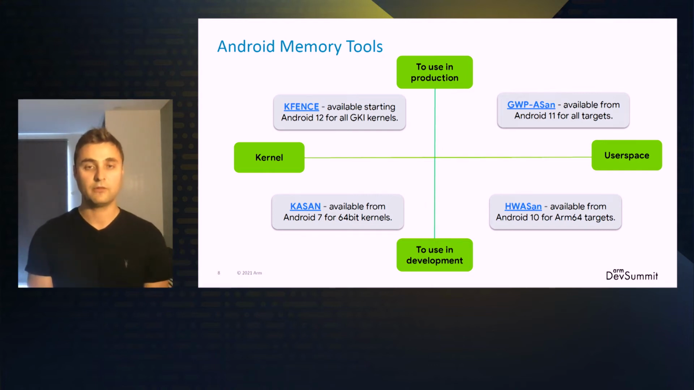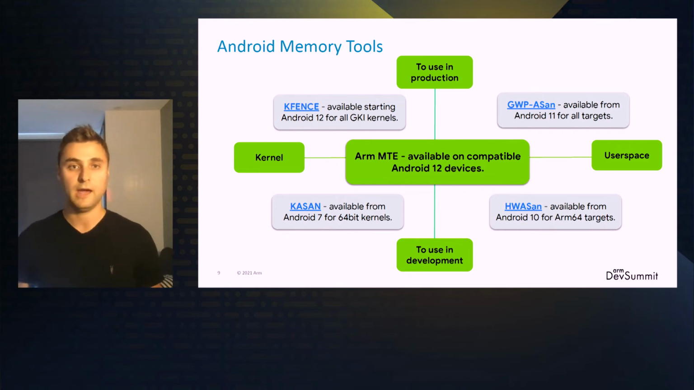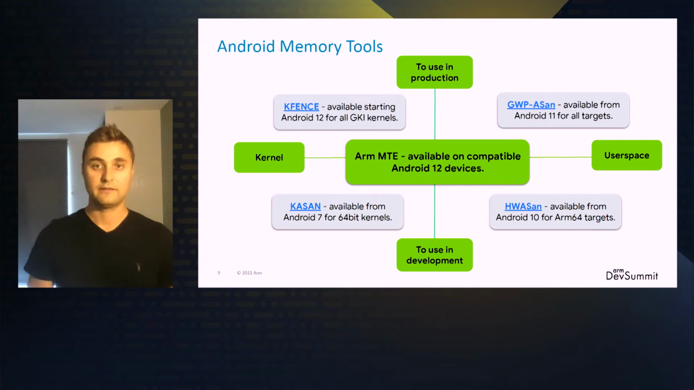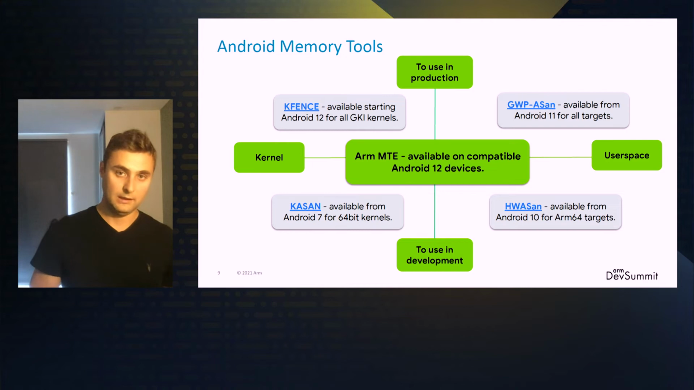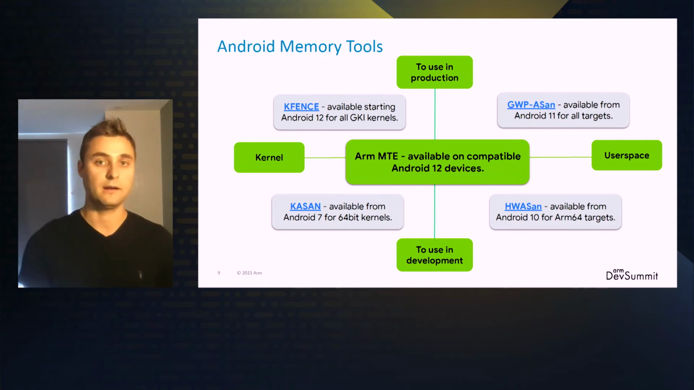However, for a number of years now, we have been working closely with ARM on a technology that we think could be a game changer in addressing and fixing memory bugs. The ARM MTE extension will be available on compatible Android 12 devices. As I mentioned, we see this as a game changer, as it could be used in production as well as in development, for both kernel and user space, and is applicable to all sorts of allocations, not in a probabilistic manner like KFence or GWP-ASAN.